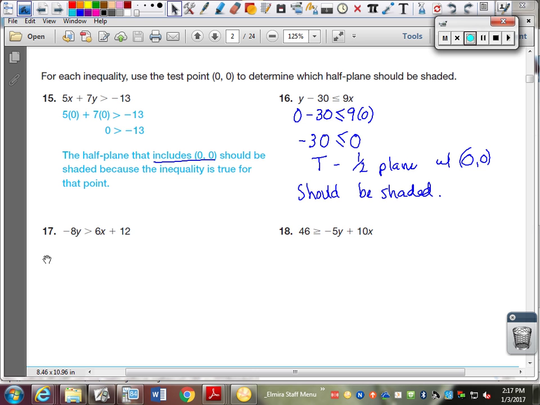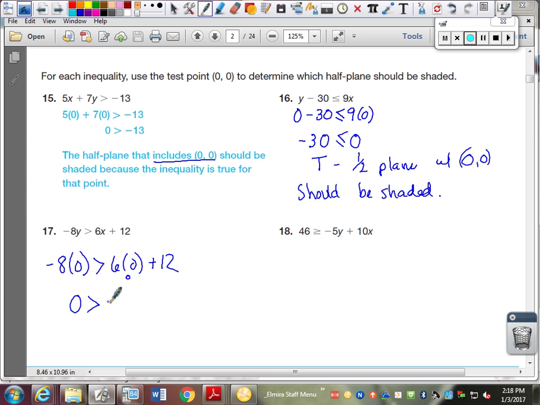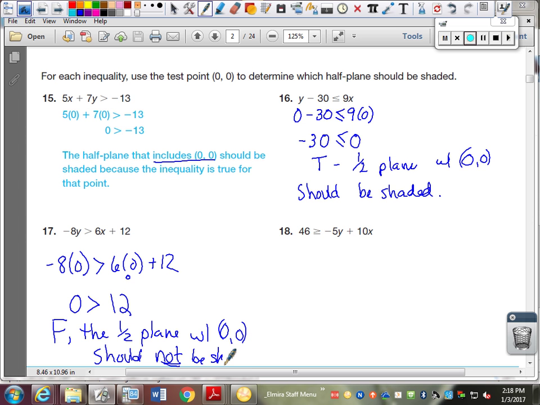Okay, in 17, negative 8 times 0 greater than 6 times 0 plus 12. Well, this is just 0. 6 times 0 is 0, plus 12 is 12. 0 greater than 12? No, that's false. So the half plane with 0, 0 should not be shaded. That's what that section is asking you to do.